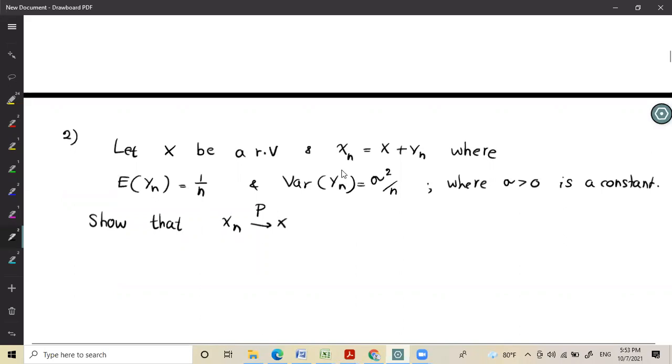Now what do you know? You know there's a random variable called x. And then you know that there's another sequence of random variables called xn, that is x plus yn. Yn is another sequence of random variables. It is given that the mean and the variance of yn are 1 over n and sigma square over n. So those are the information given to you. And again, we have to show that xn goes to x in probability. There was another hint available with this question, that is about the triangular inequality.